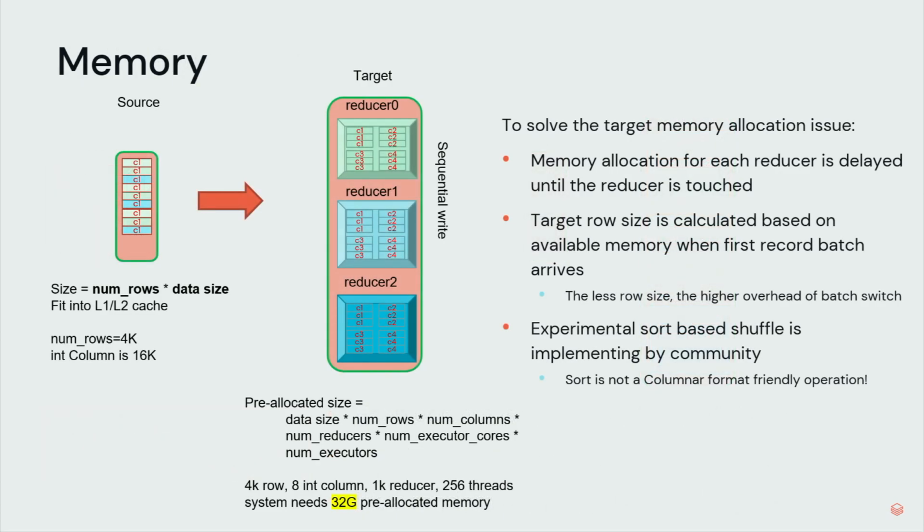And this is how the memory works. First, we are introducing 2 blocks of memory. The first one is the source memory, and the second one is the target memory. The source memory is determined by the number of rows multiplied by the data size of each column. For int, it's 4 bytes. For int64, it's 8 bytes. We need to make sure that the number of rows multiplied by the data size fits into the L1, L2 cache. If the number of rows is 4K and it's an int column, it's 16K. So 16K can fit into the L1 cache.